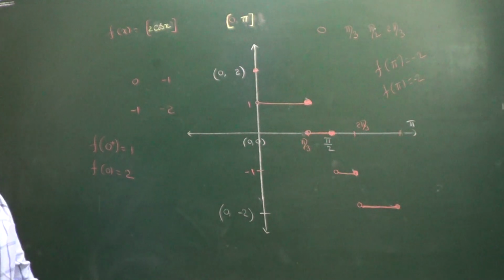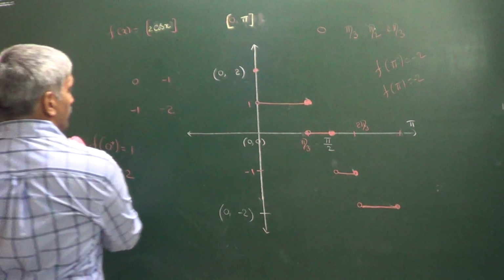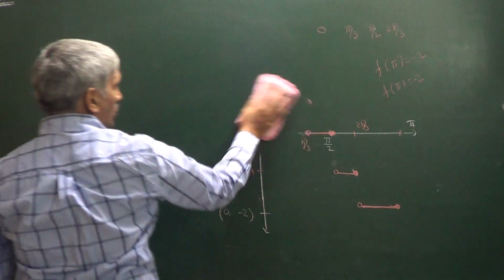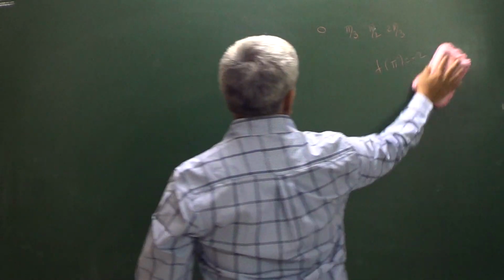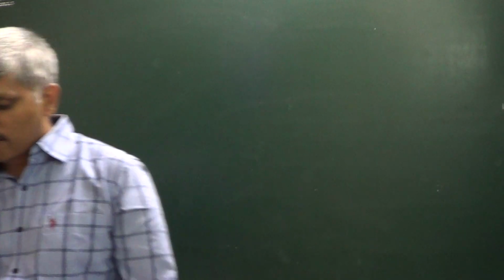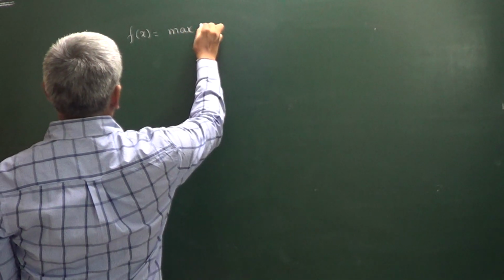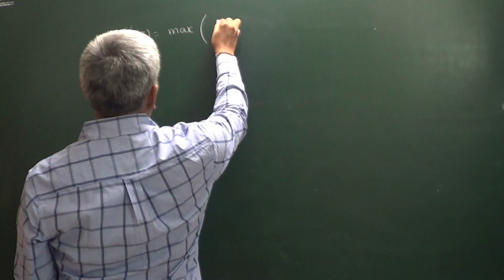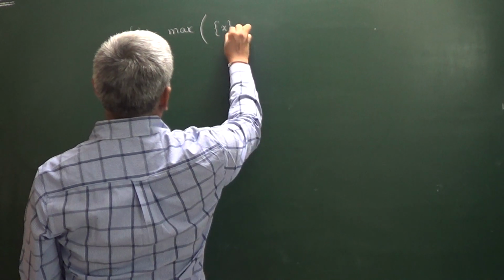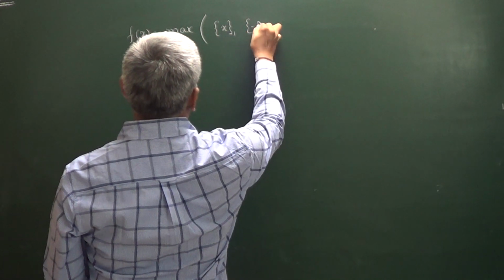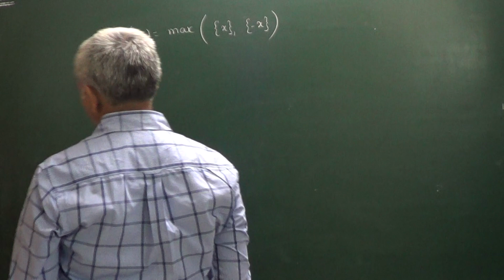So that is about the discussion of integral part of 2 cos x. One more problem we will discuss with the help of the graph idea, that is this particular question. f of x is equal to the maximum of fractional part of x, comma, fractional part of minus x.